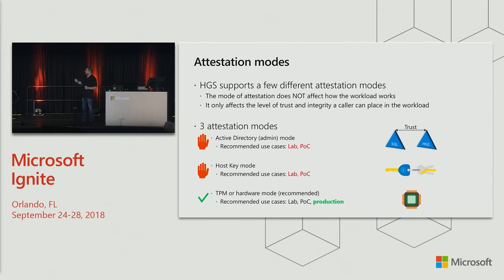So we have a variety of different attestation modes that you can use. The attestation mode I just described is the one at the bottom, the one with a nice big check mark next to it. That's the one that we recommend for production environments. The top one, Active Directory attestation, is being deprecated. As in, we don't want to keep that around, it's too complicated. We replaced it with something simpler. Host key.